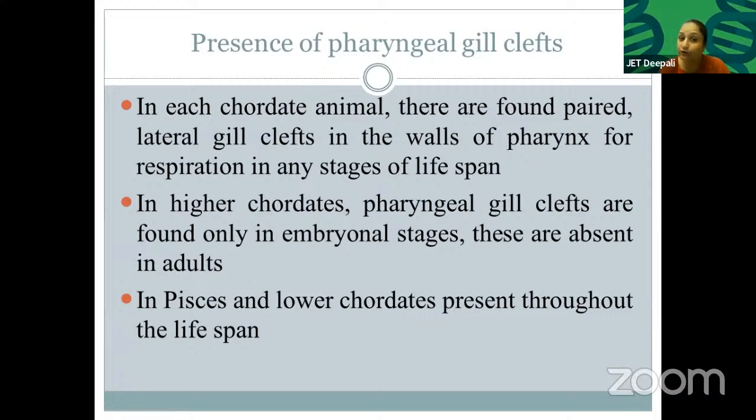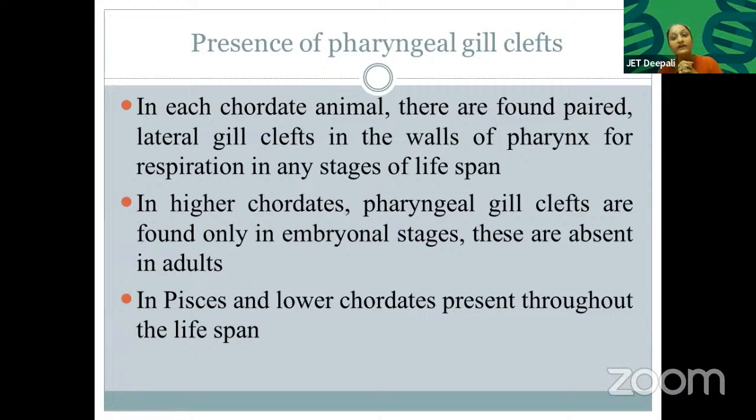Gill clefts are found only in the watery animals, those animals that are surviving inside the water bodies. In higher chordates, pharyngeal gill clefts are found only in embryonal stages. In higher chordates like us, we have gill clefts only at the embryonal stage.